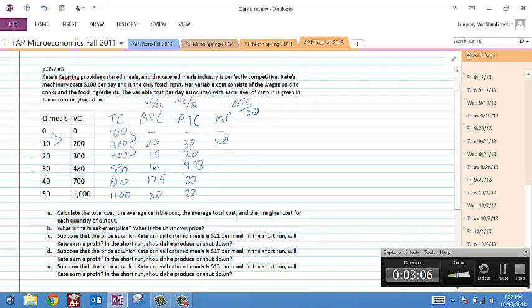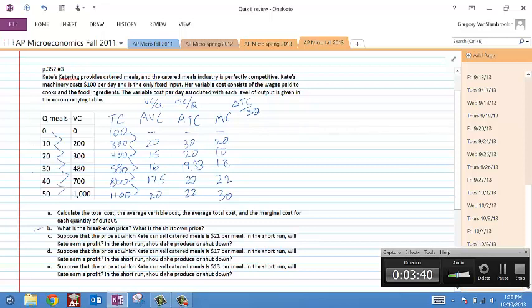Then change in total cost of 100 divided by another 10. So it goes 20, 10. Change of 180 divided by 10 is 18. Change of 220 divided by 10 is 22. And change of 300 divided by 10 is 30. So there's our marginal cost. Again, that's all stuff that you would have been doing on the quiz last week. Now we use that to start answering our questions about a perfectly competitive firm.